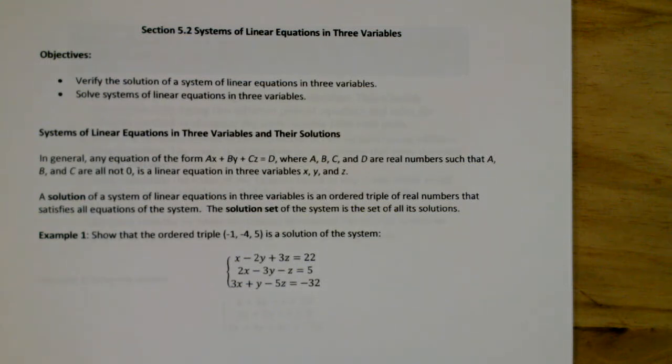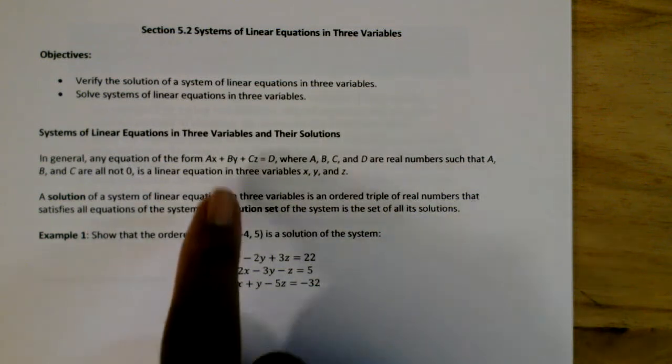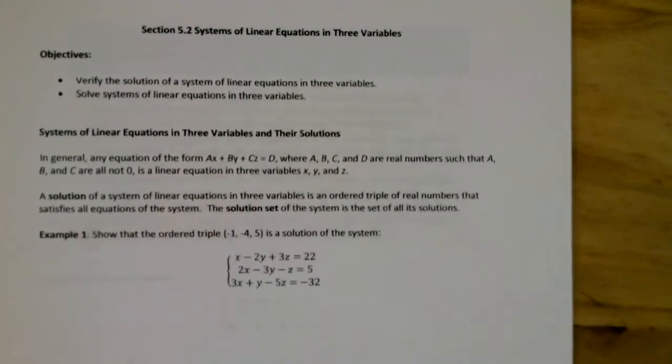All right, so let's start with what a system of linear equations in three variables is and what their solutions are. In general, any equation of the form ax plus by plus cz equal to d, where a, b, c, and d are real numbers such that a, b, and c are not all zero, is a linear equation in three variables, x, y, and z. So if you recall, you were solving a system of linear equations in two variables, mainly x and y. But this time, it's going to be in three variables, x, y, and z.